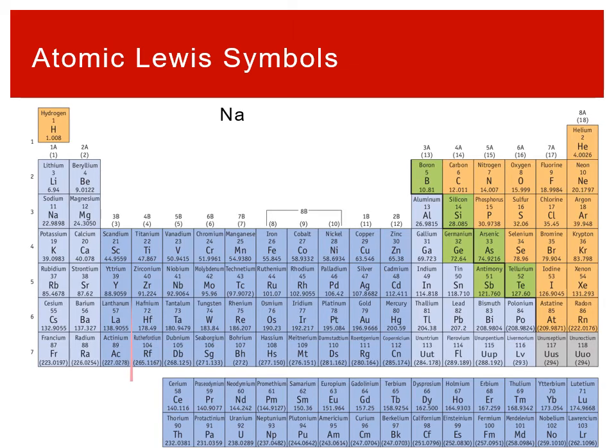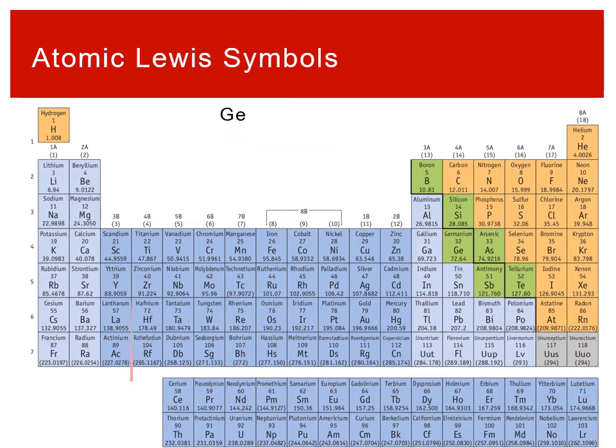So the first atom is sodium, right there. Sodium is in group 1A. We can see right there. So it has 1 valence electron. Since it has 1 valence electron, the Lewis symbol is Na with a single dot. There's not really much we can do. I can put that dot wherever I want, but it's just a single dot.